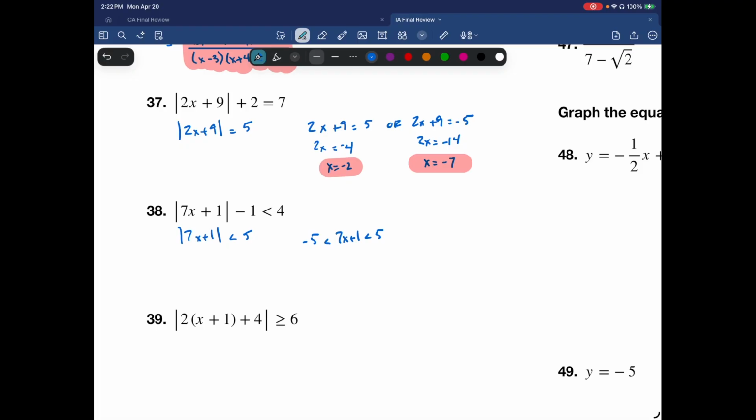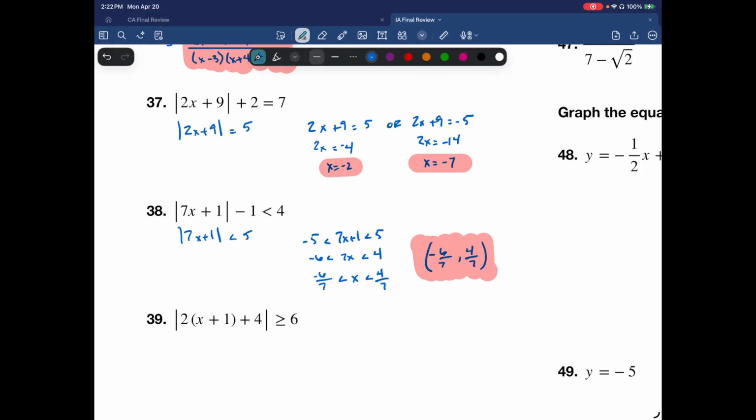Subtract the 1 from both sides. It's going to be -6 less than 7x less than 4. Divide by 7, you get -6/7 less than x less than 4/7. And so I'm going to write my answer: (-6/7, 4/7), parentheses on both. And that's my answer.